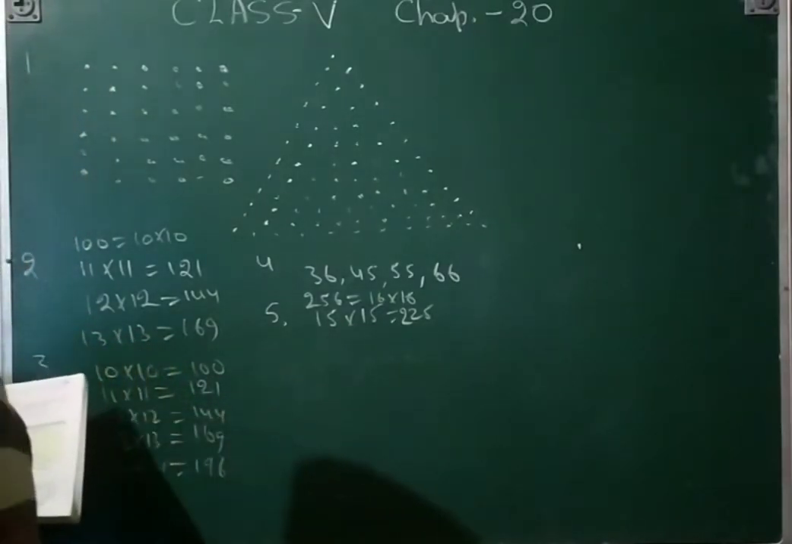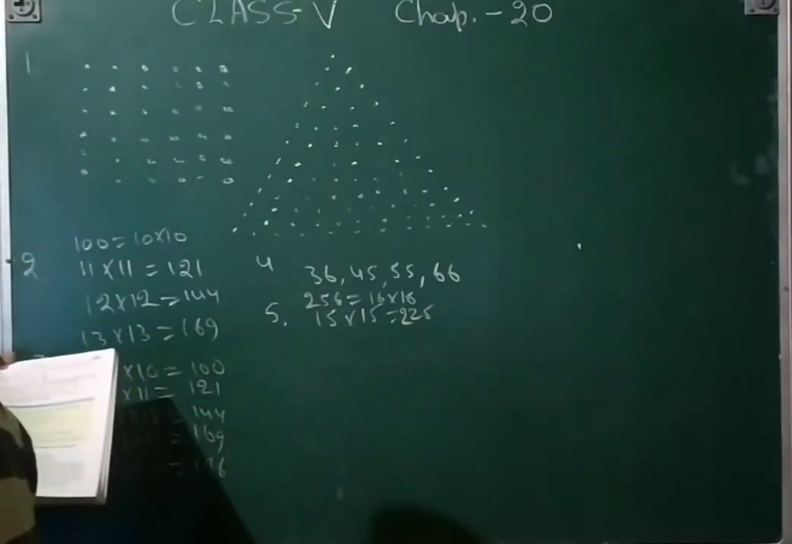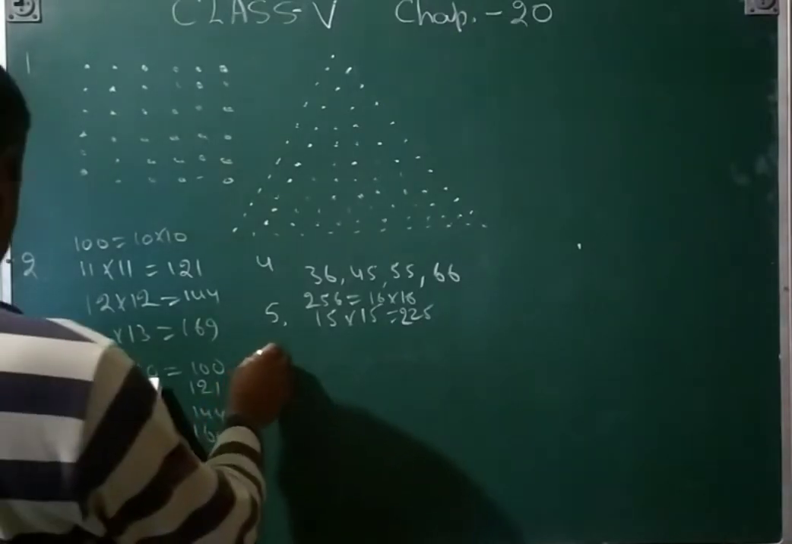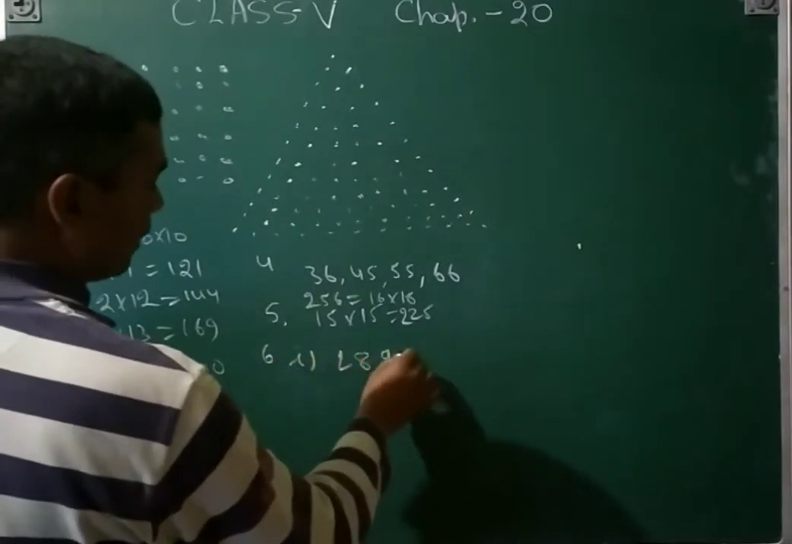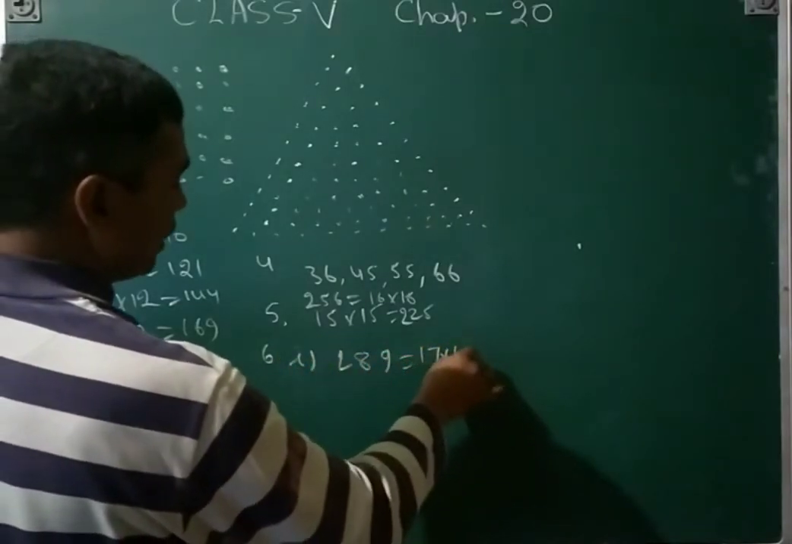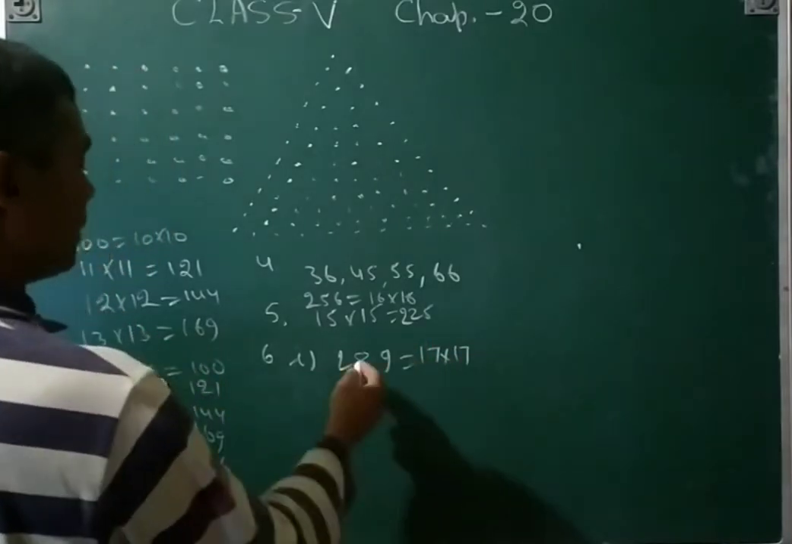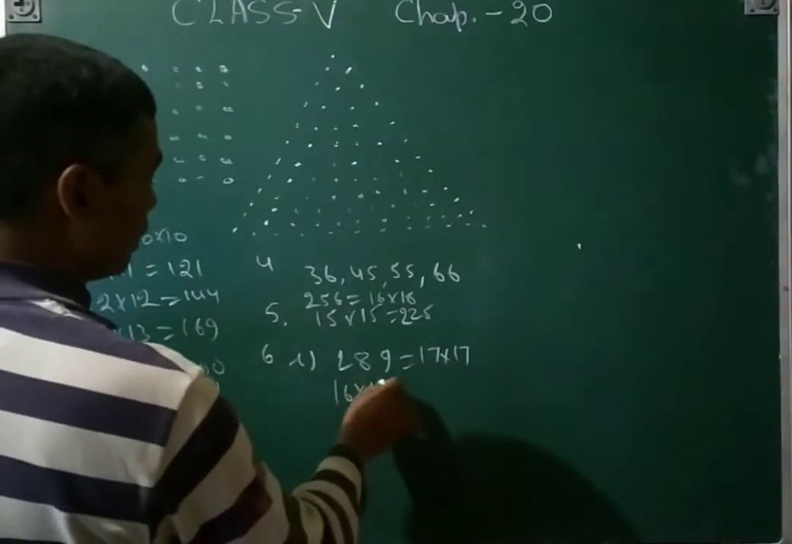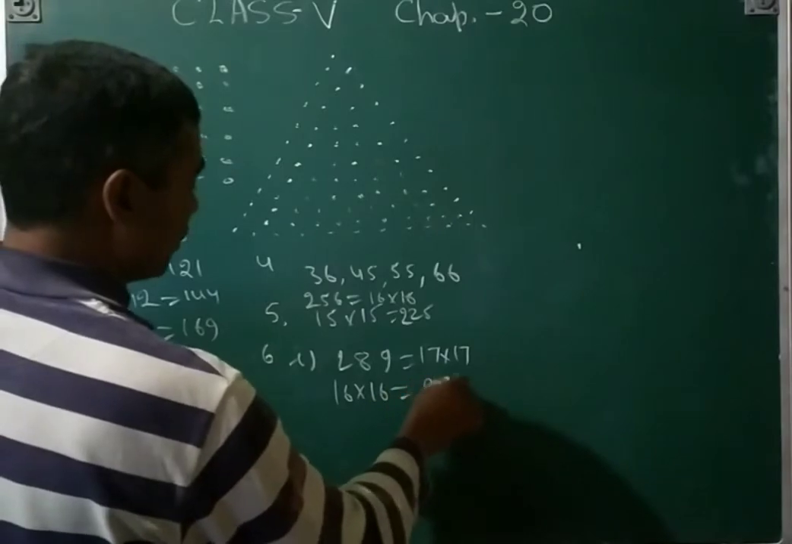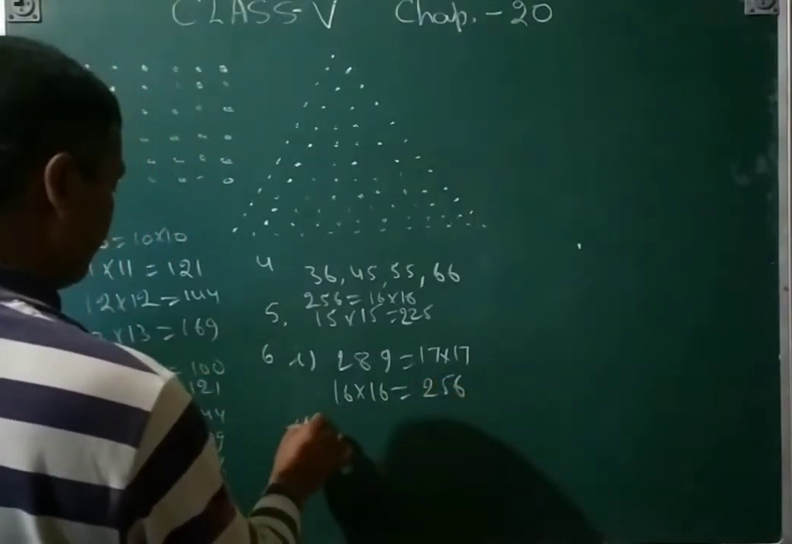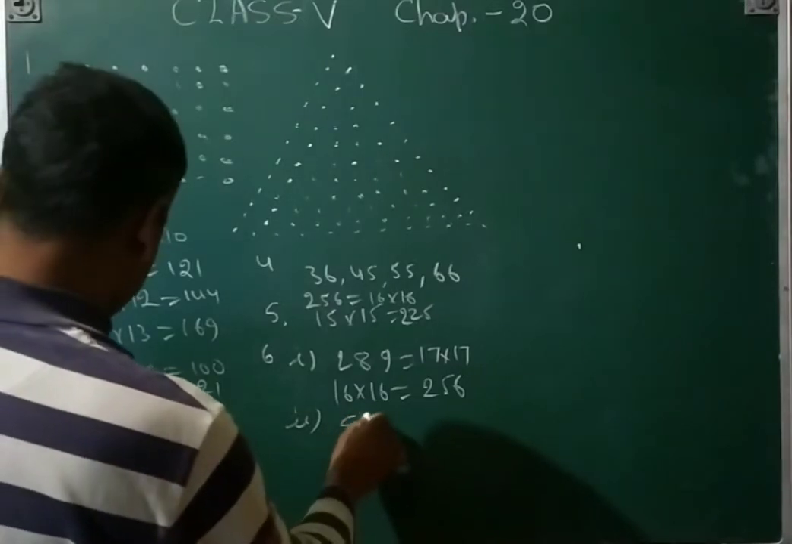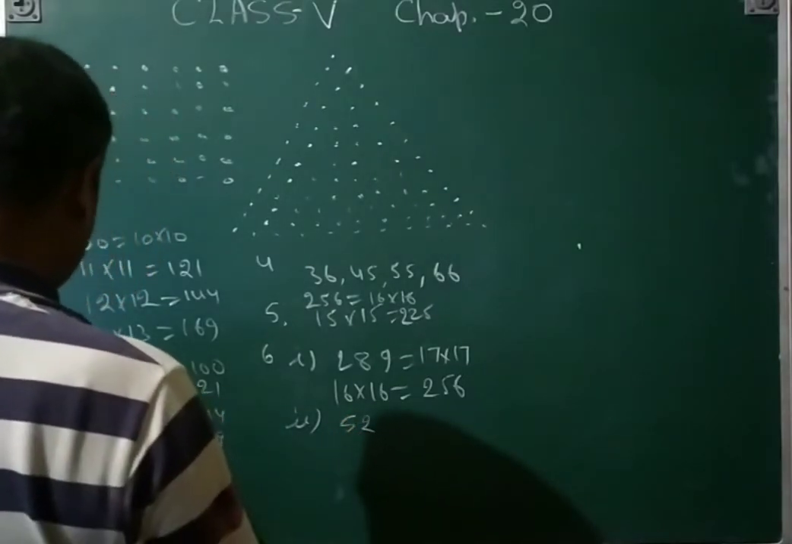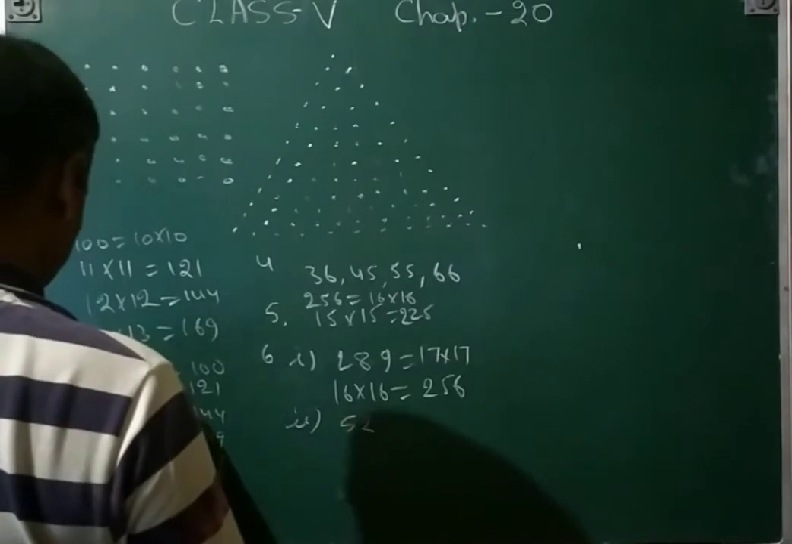And then in a series of square numbers, find the square number just before. Just before 289, which is equal to 17 into 17. So the number just before is 16. So 16 is equal to 256. The second is 529.